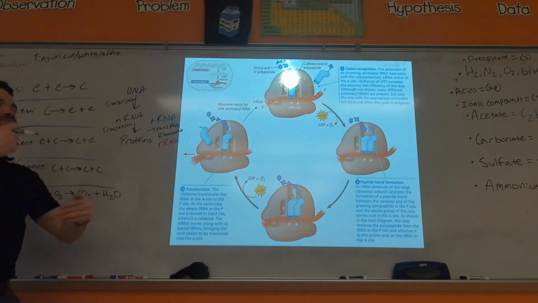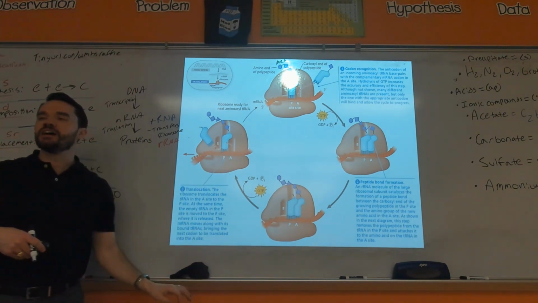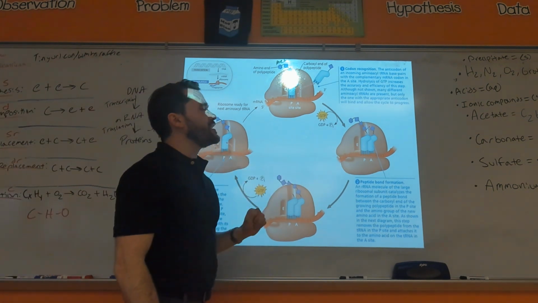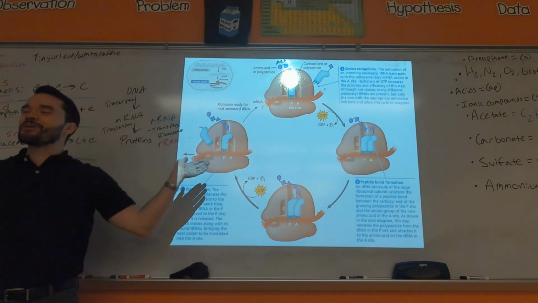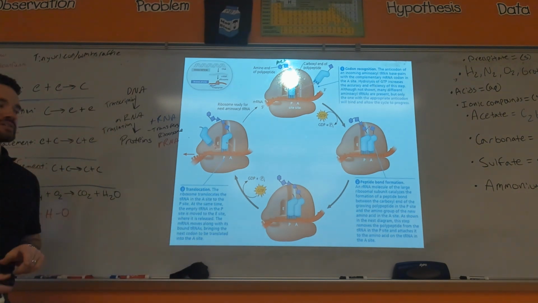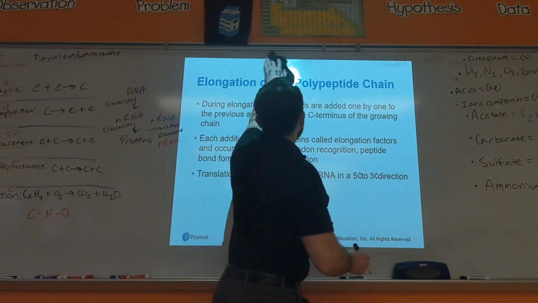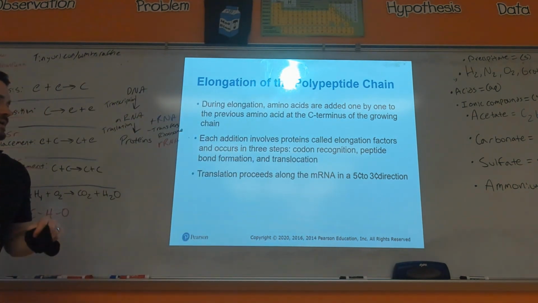Okay? And we keep doing that until when? How do you know when to stop? Aditya, what do you think? You look for the stop codon. So somewhere on that mRNA is a stop codon. That's how we know when to stop. Which is the next thing to talk about.